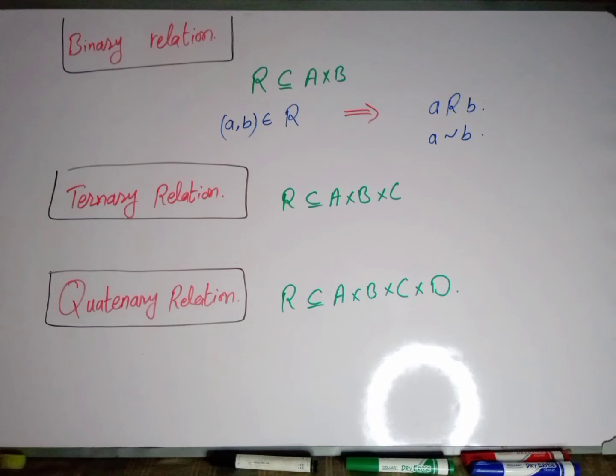Now we will discuss the binary relation. It is a relation between two sets, denoted by R. The ordered pair of a and b belongs to R, means that a is related to b under the relation R. If we are dealing with Cartesian product of two sets, then this relation is called binary relation. And if we are dealing with Cartesian product of three sets, then this relation is called ternary relation. At last, if we are dealing with Cartesian product of four sets, then this relation is called quaternary relation.